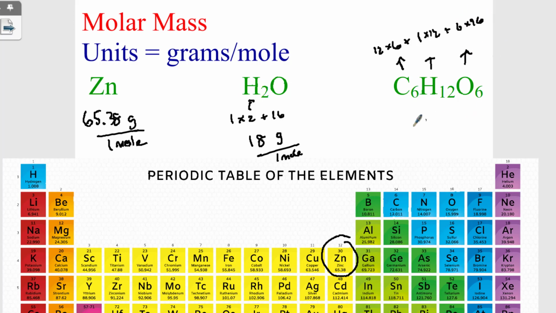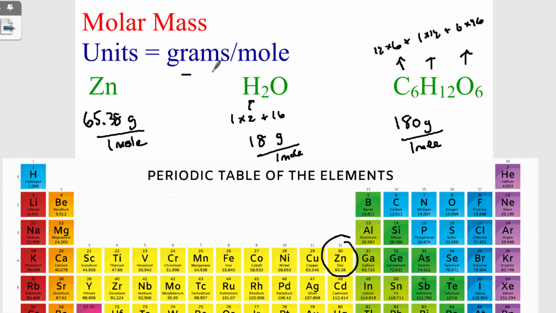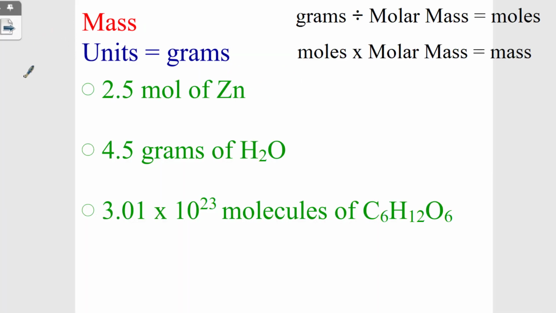And when we add all of this up, I get 180 grams for every 1 mole of this compound, which means if you have half a mole, you have 90 grams. If you have 90 grams, you have half a mole. It is simply a ratio. And we call that the molar mass. The molar mass relates the number of grams to the number of moles, or the number of moles to the number of grams. So let's take a look at a few examples.